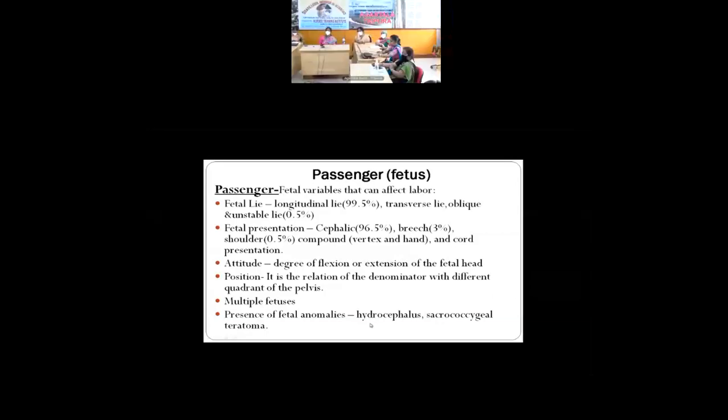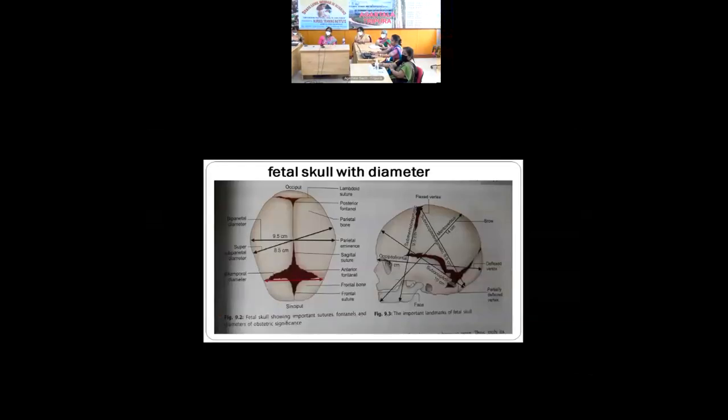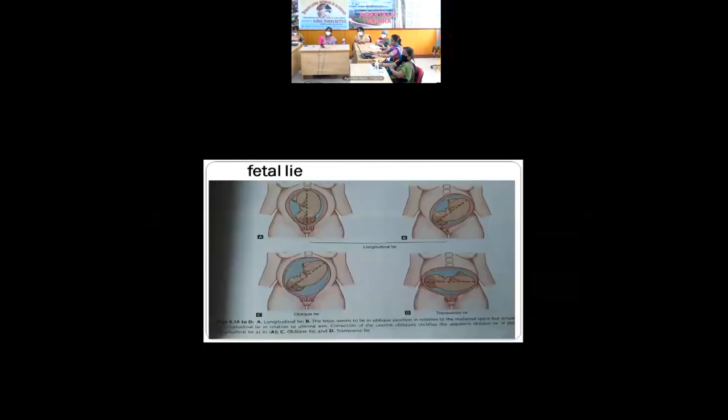The babies with big head, it affects the normal labor process. Now the fetal lie, you can see in the picture, there are so many fetal lies. The first one is the longitudinal lie, and the second one is oblique. It is also longitudinal, sorry, and this one is oblique lie and transverse lie.